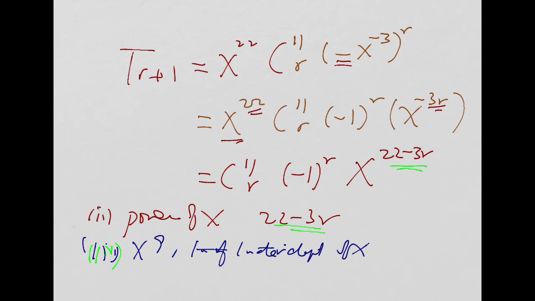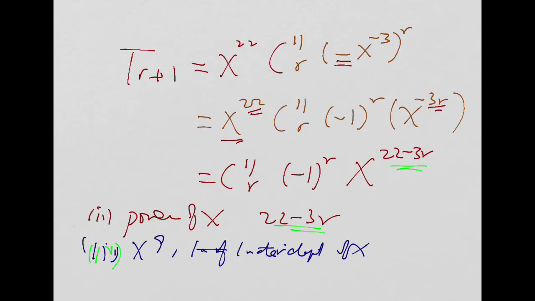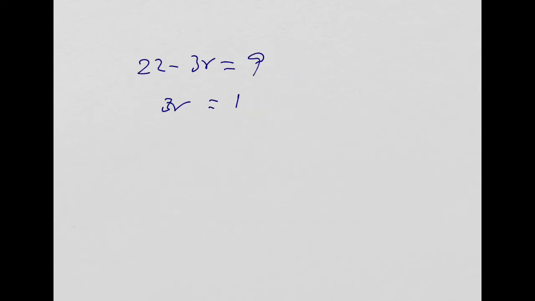I did it wrongly. This is 3R, 11CR. Oh, this is 11. Okay, this is R, correct. So 22 minus 3R. So 9. The term containing X9.